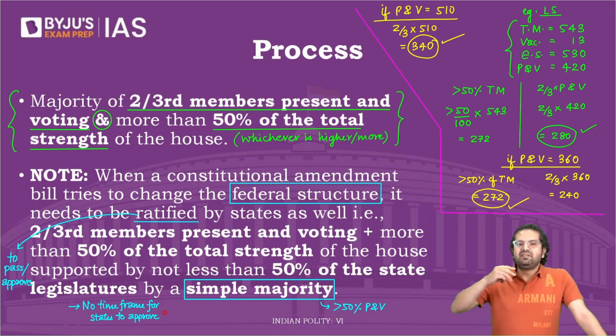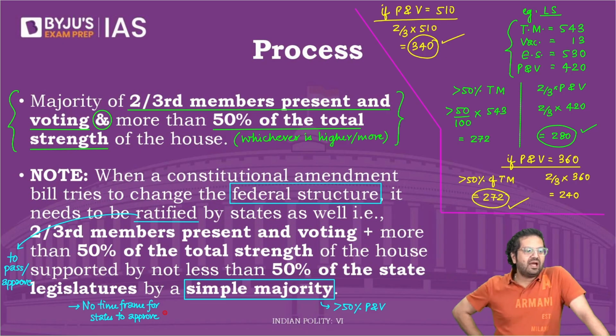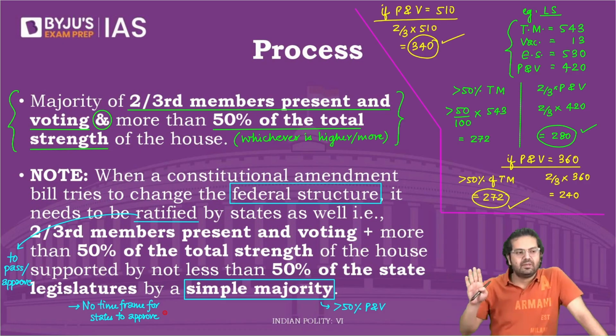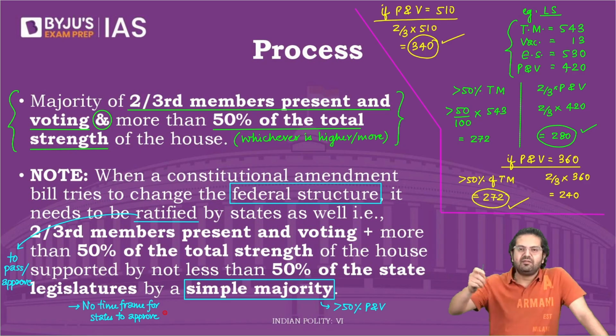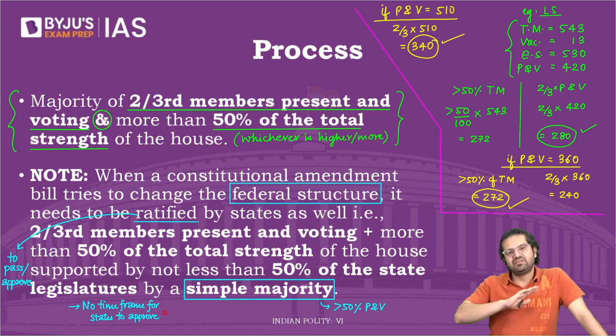How many states do we have? Some of you are mentioning this wrong also. 28 states, not 29, 28 states. No problem. Half means what? 14. The moment the 14th state approves, change is made. After 1 year, after 10 years, after 1,000 years, we don't care. The moment the 14th state approves, the change is made.